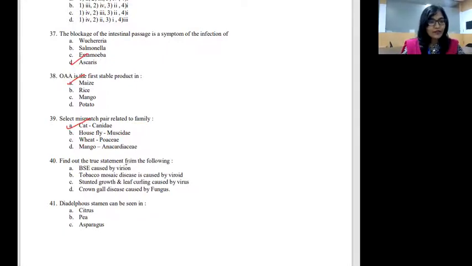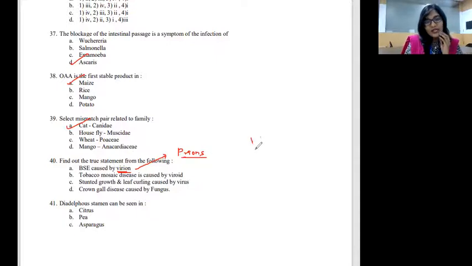Okay, find out the true statement from the following. BSE is given. First you have to understand what this BSE is. It is caused by virions, they have given. No, it is not caused by virions. It is nothing but mad cow disease, and it is actually caused by prions, not by virions.